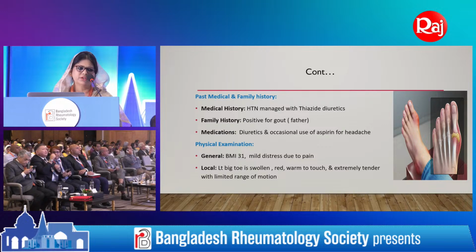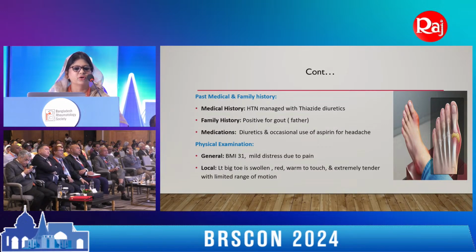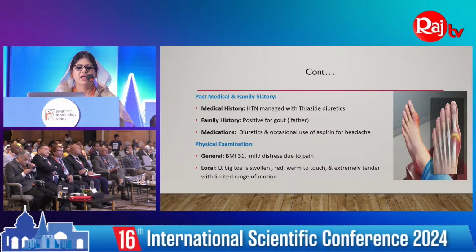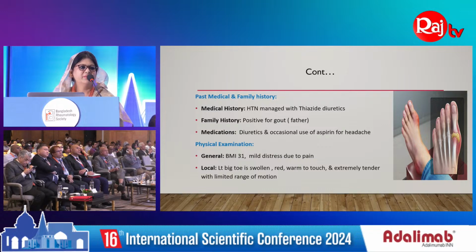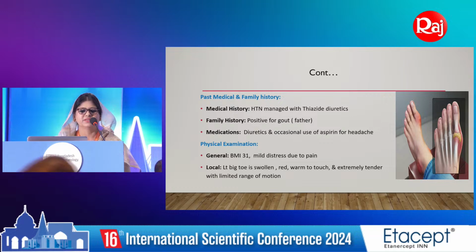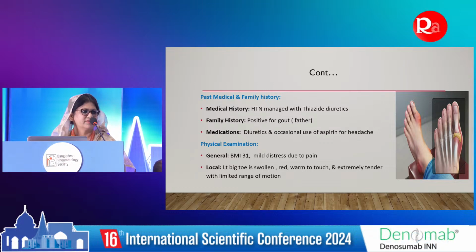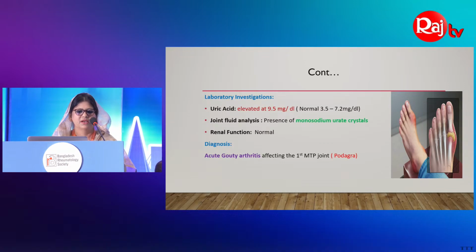His hypertension was managed with thiazide type of diuretics. His father is a case of gouty arthritis, and he noticed sometimes he has a bad headache. For this, he used to take aspirin. On physical examination, his BMI was 31, and he had distressing pain in his left great toe, which was red, hot, swollen, and extremely tender, with limited range of motion.